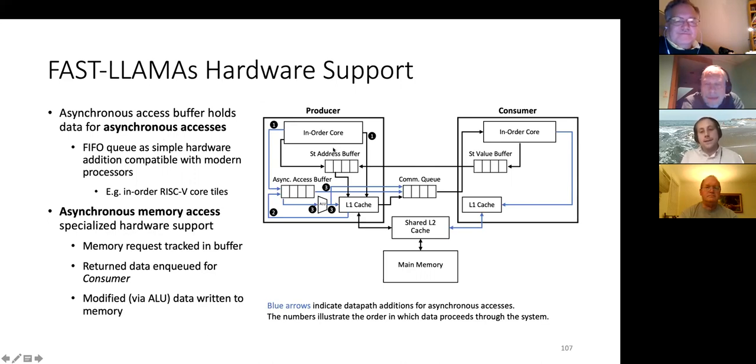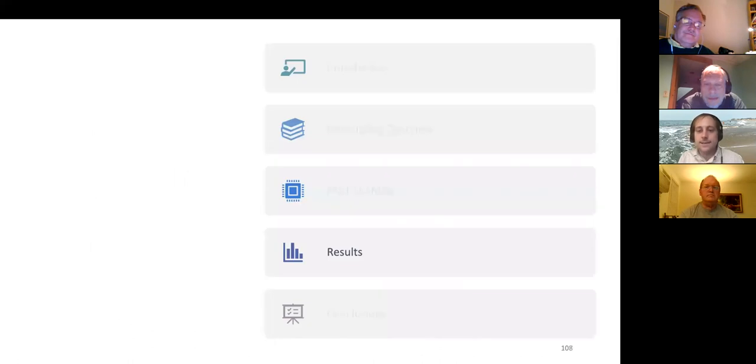So given that we have in-order cores, some FIFOs and a little ALU in case you need to do a min operator on some of the node data. Like if you're doing a shortest path operation, you need to make sure that you are actually returning the shortest path. And that's what this ALU is for. It's a small amount of hardware support. So it actually ends up not being too bad.